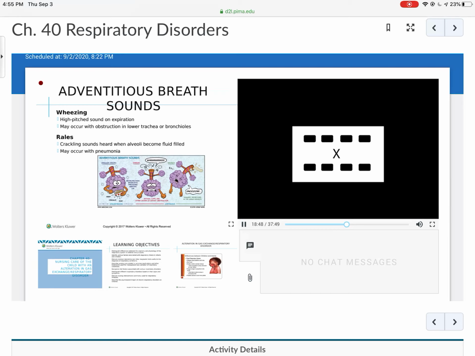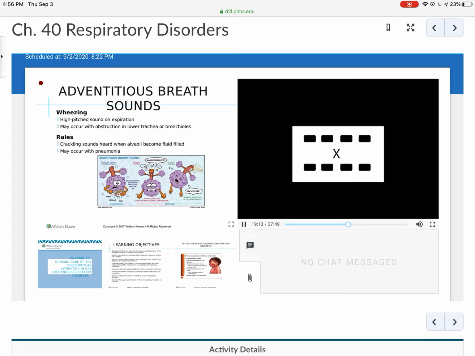We talked a little bit about breath sounds in clinical. So your wheezing is a high pitched sound on expiration. However, in asthma, you can have inspiratory and expiratory, but typically it's expiratory with a prolonged expiration. And that can occur in the lower tracheal bronchioles. You can have crackles, and that's when the alveoli become fluid filled. So we hear that in pneumonia.